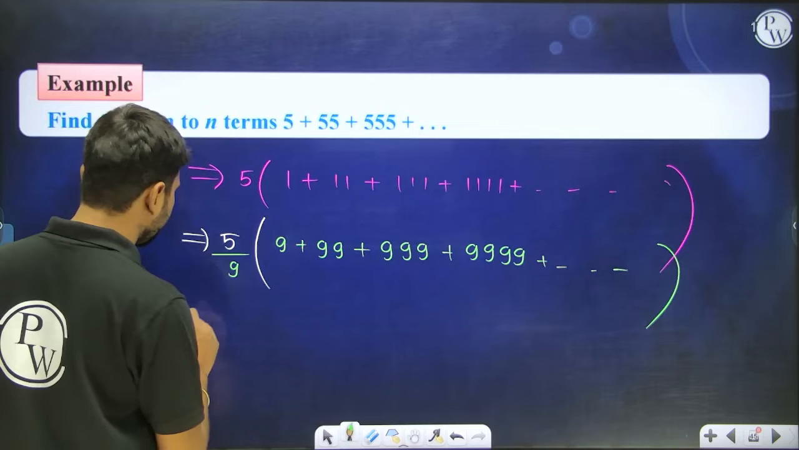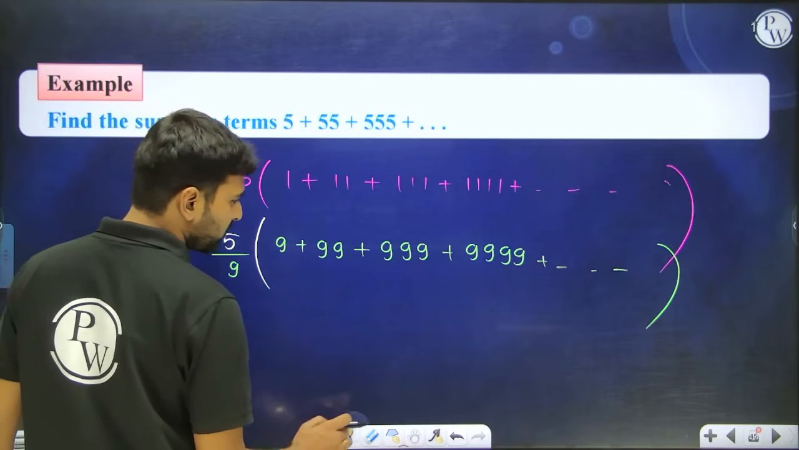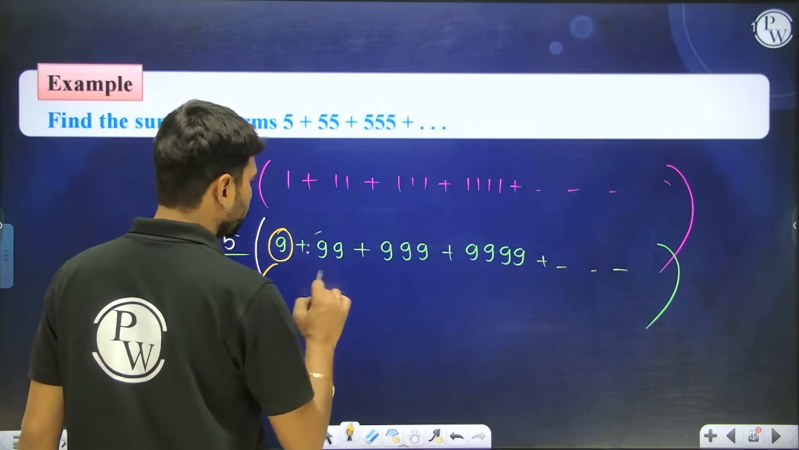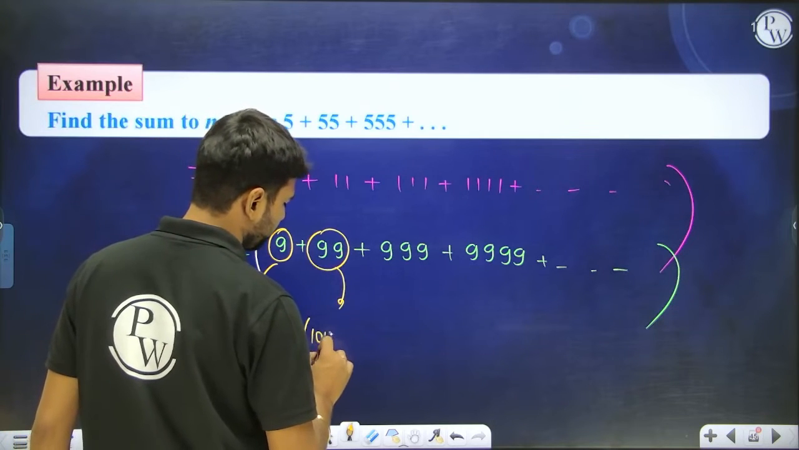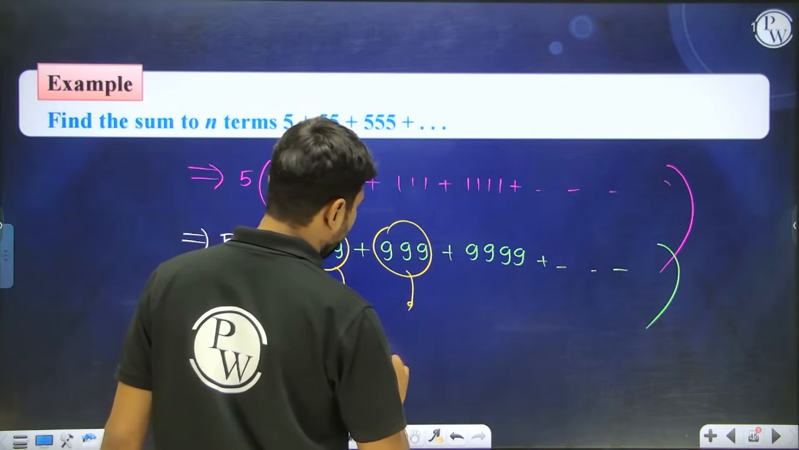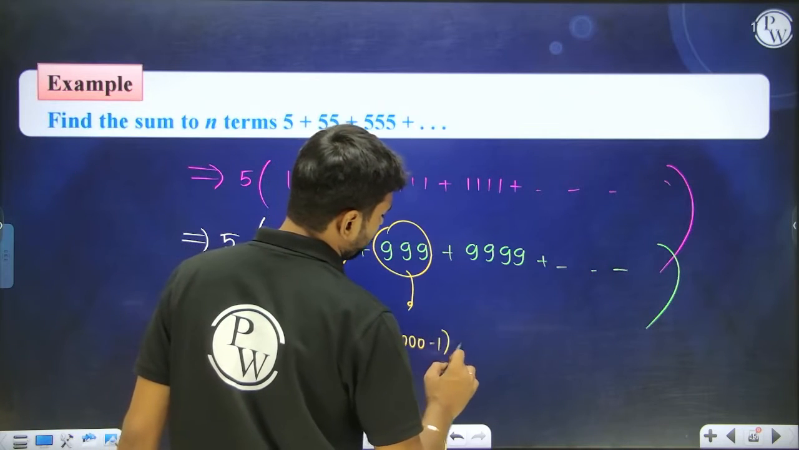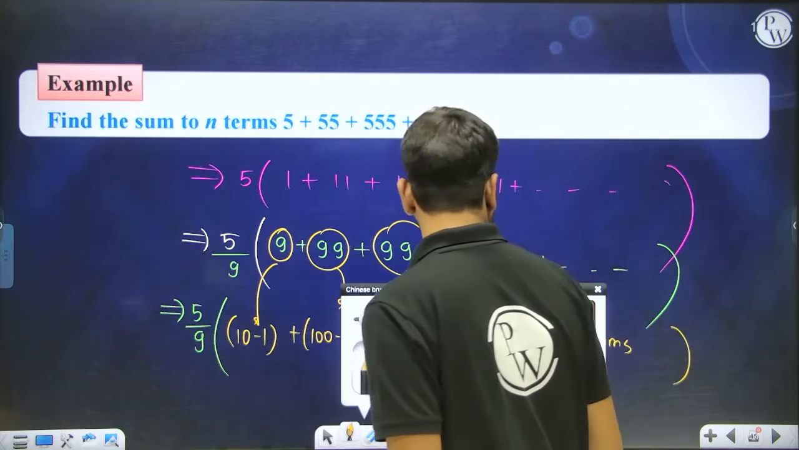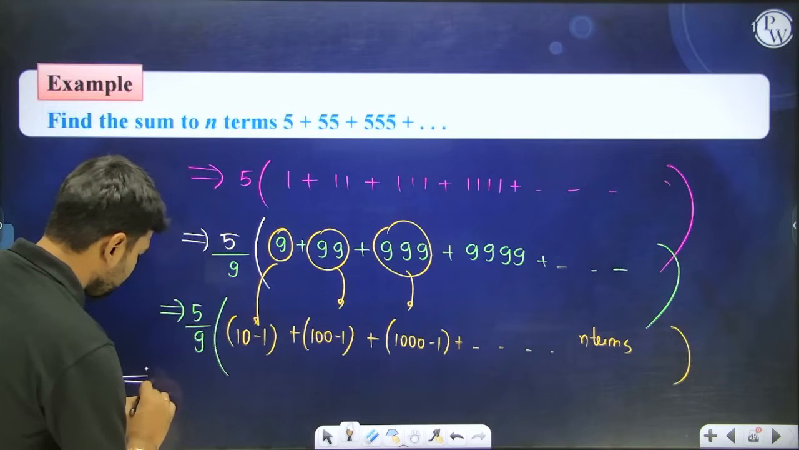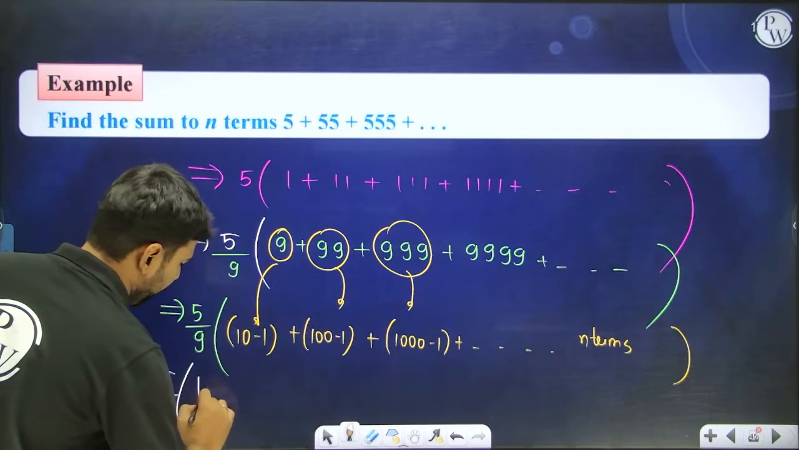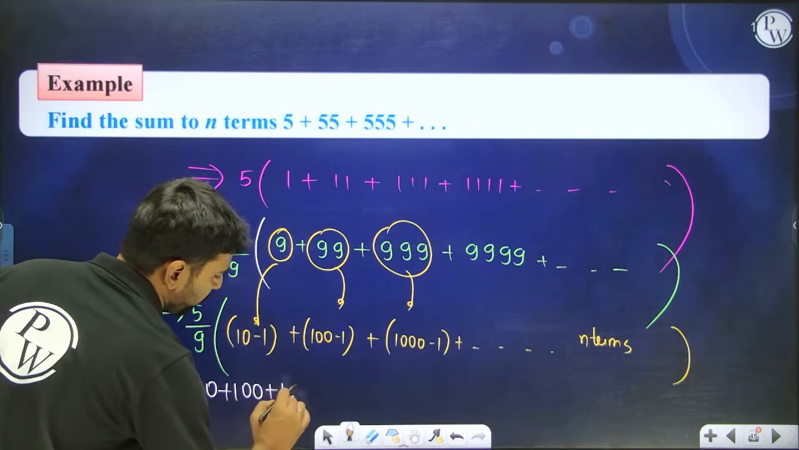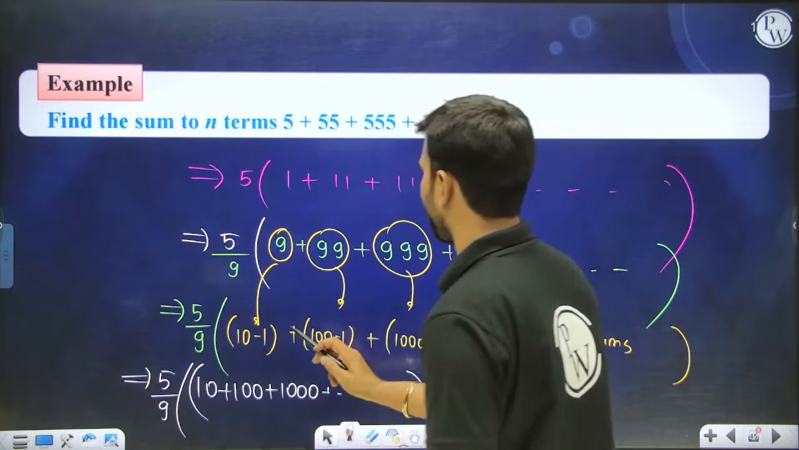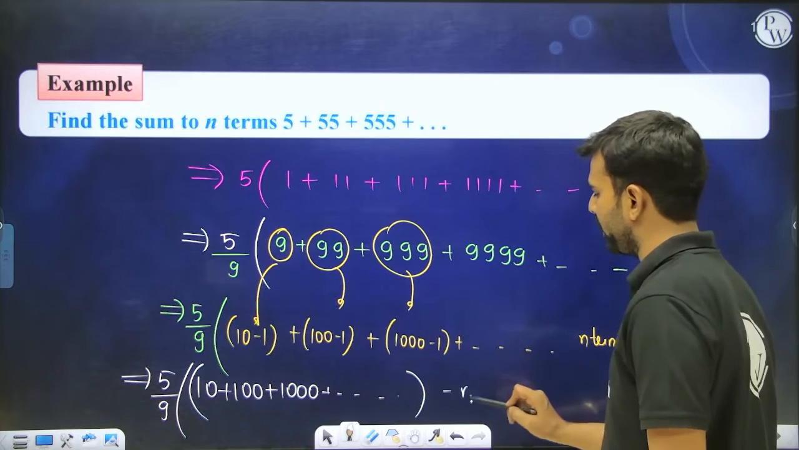The moment we have written it like this, we can write this 9 as 10 minus 1. We can write this 99 as 100 minus 1. We can write this 999 as 1000 minus 1, and so on up to n terms. Now if you observe one thing over here, 10 plus 100 plus 1000 and so on are terms which form a GP. And minus 1, minus 1, minus 1 n times will come, so ultimately it will become minus n.